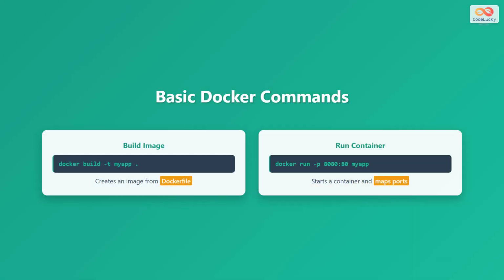Here are some basic Docker commands. To build an image, use the command docker build, tag it as my app, and specify the context as the current directory, represented by a dot. To run a container, use the command docker run, map port 8080 on the host to port 80 on the container, and specify the image name my app.